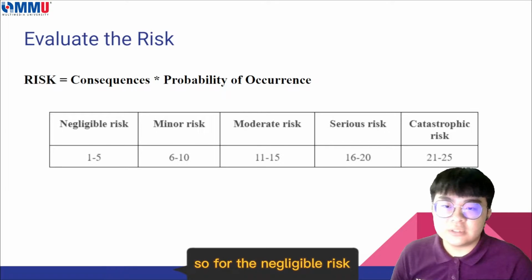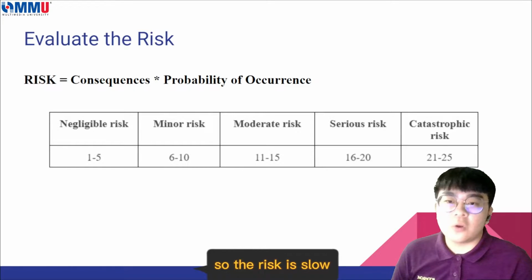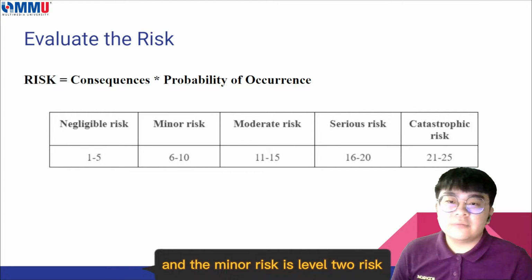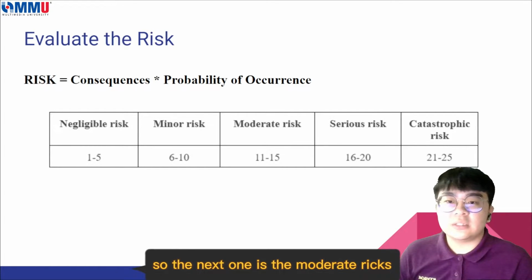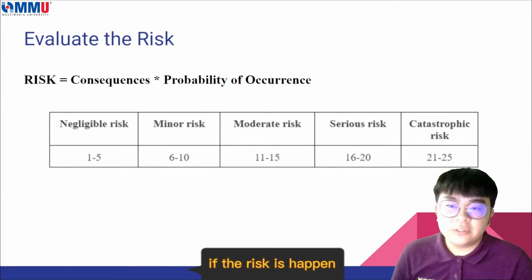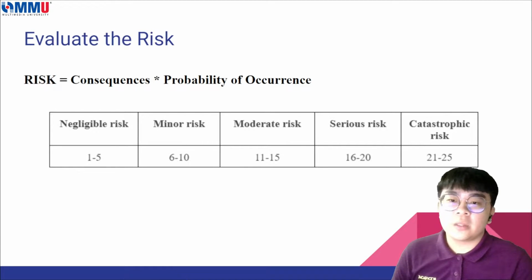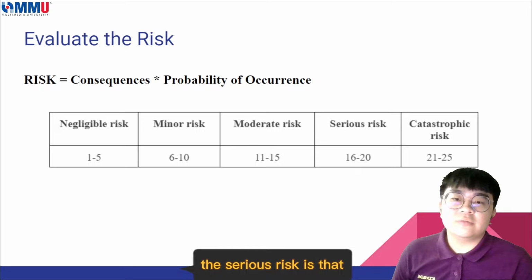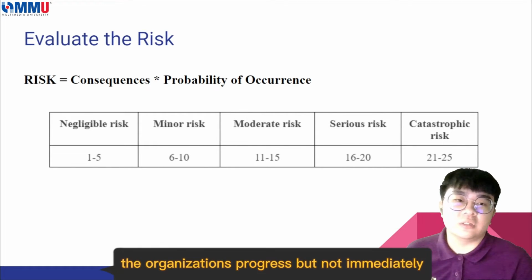Negligible risk can be ignored and does not commonly happen, so the risk is low. Minor risk is level 2 risk; it does not affect the company if it happens. The next one is moderate risk. It can be controlled by the organization if it happens, and it will affect the organization but still be under control. The serious risk is likely to happen and will affect the organization's progress, but not immediately.